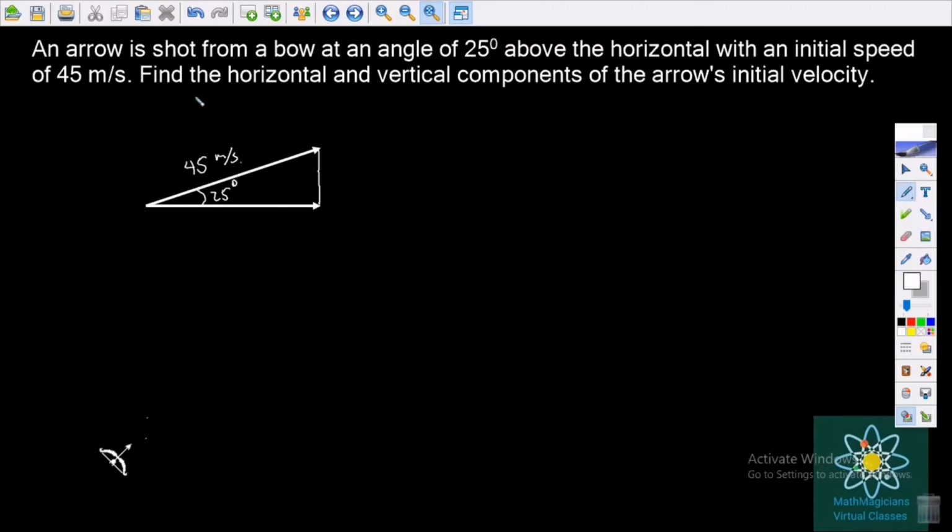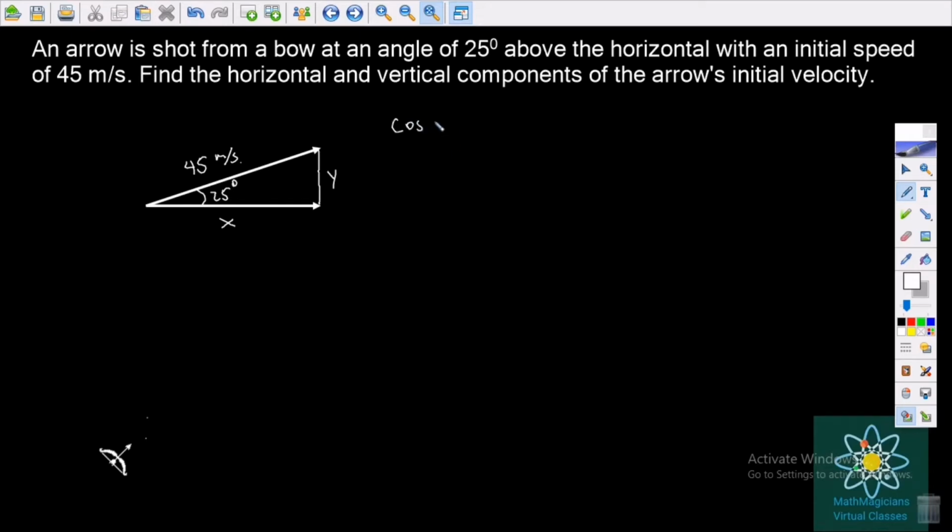Once we have this, it says find the horizontal component, that would be your x value, and the vertical component, y value, of the arrow's initial velocity. So to solve this, we're going to use trigonometric ratios. When the components are given, we use tangent. When the components are not given, or you're looking for the components, you use sine and cosine.